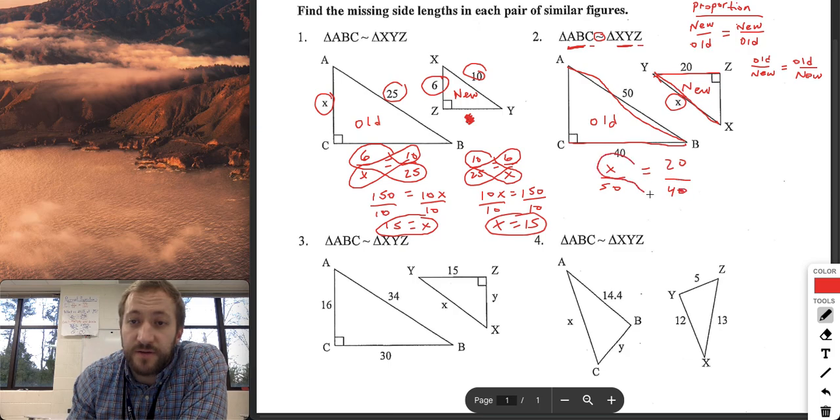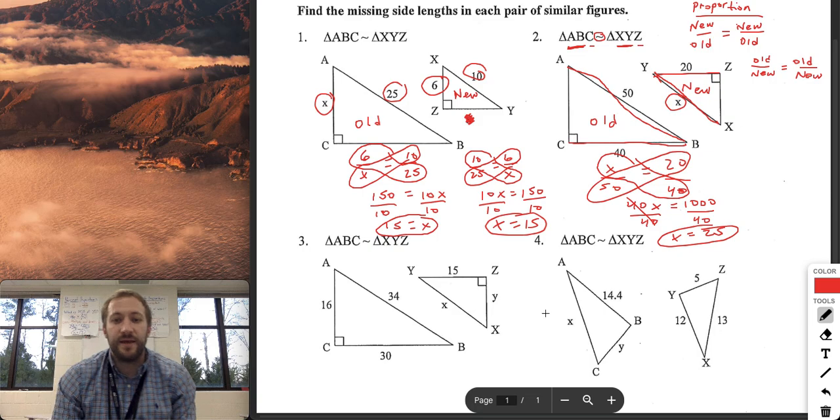Let's cross multiply and divide. 40 times x is 40x. 20 times 50 is 1,000. We'll divide both sides by 40, and x is equal to 25. There we go. Let's look at the next one.